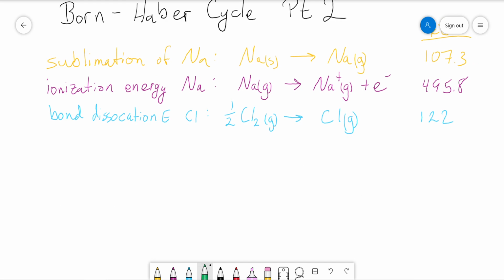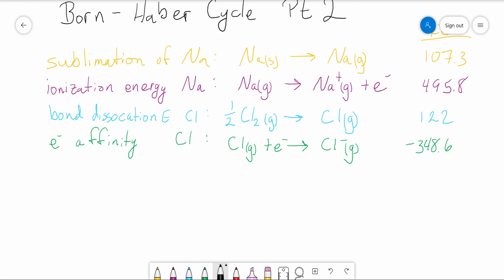Next up, we had the electron affinity for chlorine. And that was chlorine gas plus an electron gives us Cl minus gas. And energy there was negative 348.6. Okay.